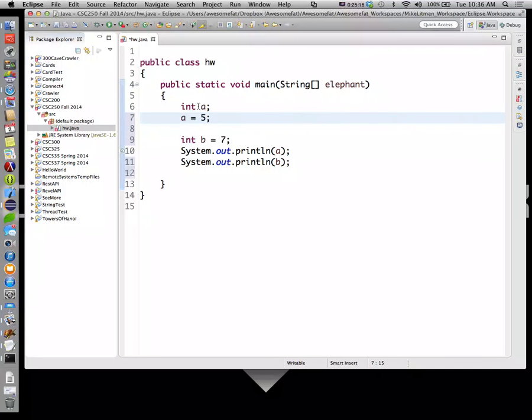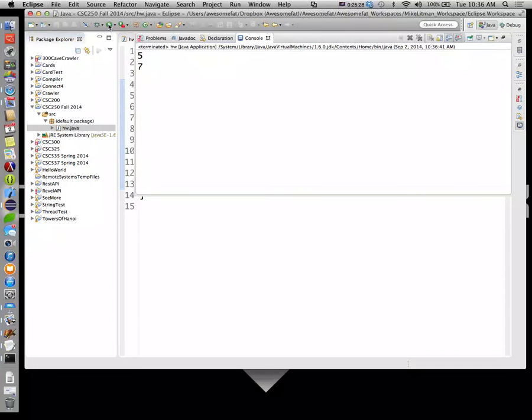So A gets defined here, A gets its value here. B gets defined right here and gets its value in one line. When we go to print it, we'll print out the value of A, which is 5. We'll print out the value of B, which is 7. So the output of this should be 5 and 7. Make sense?